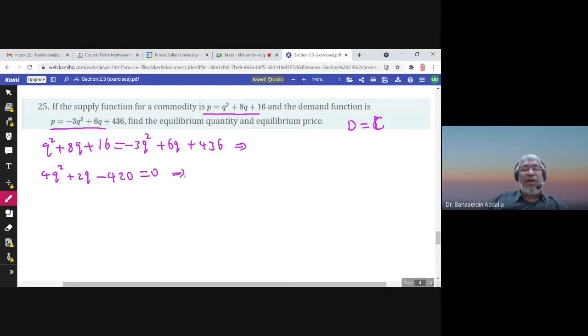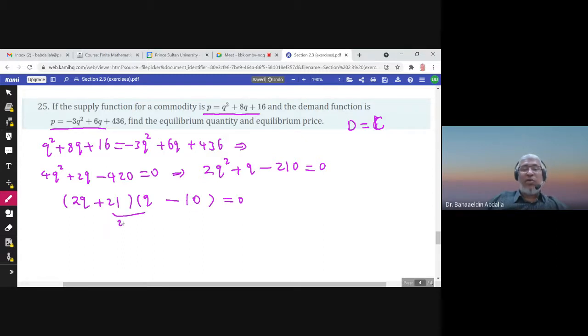Well, I notice that I can divide by 2, so I will divide by 2: 2Q squared plus Q minus 210. And now I either try to factor or use the quadratic formula to solve this quadratic equation. Here you have to use the trial and error method. You try, for example, 2Q squared: you should write it as 2Q times Q or Q times 2Q. Then try negative 210, try to write it as a product of two numbers. So, for example, negative 10 and positive 21.